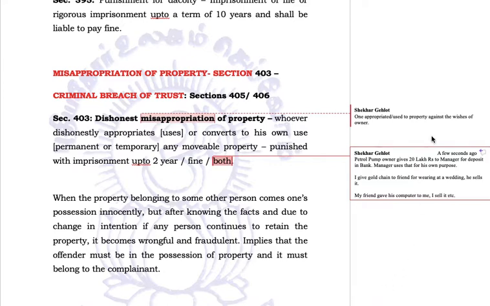So these are the examples which will help you to understand what is misappropriation of property. That is, a petrol pump owner gave 20 lakh rupees to the manager to go and deposit it in the bank. The manager uses it himself. That is misappropriation. He has now misused the property.